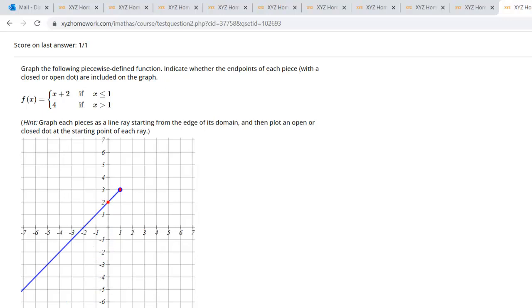I'm going to grab the next function. I'm going to pick the open circle. I'm going to first plot that point 1, 4. I'm going to take the line tool. I'm going to place it on that point and stretch it across the line y equals 4.